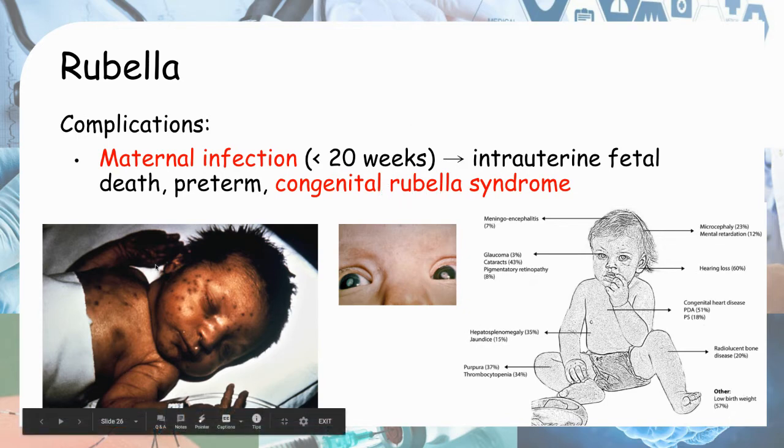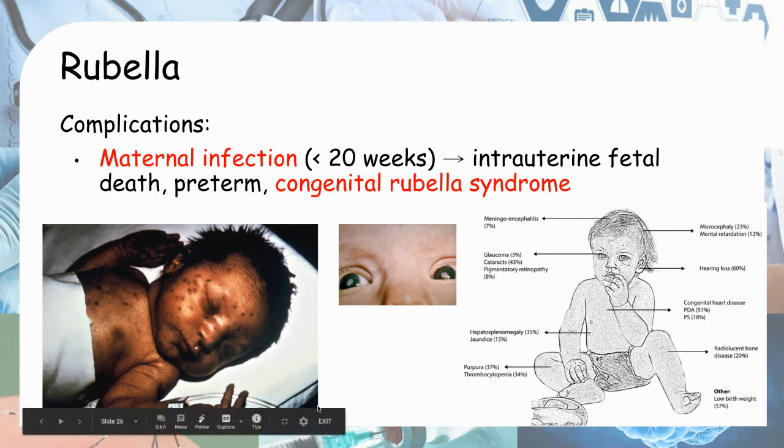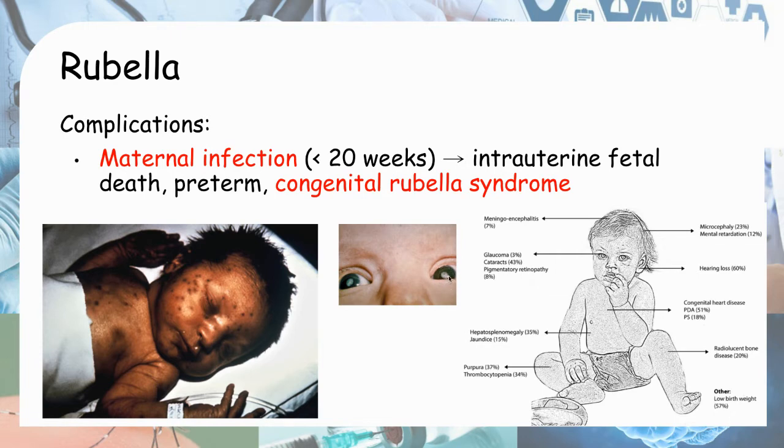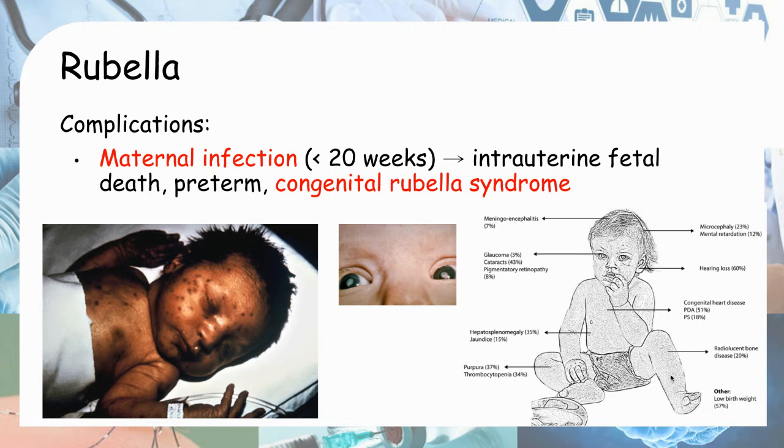Here are some pictures. You can see some petechiae and purpura on this neonate. You can see, what is this, cataracts in the eyes. There are some typical features of congenital rubella syndrome.